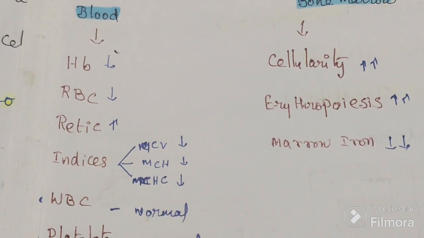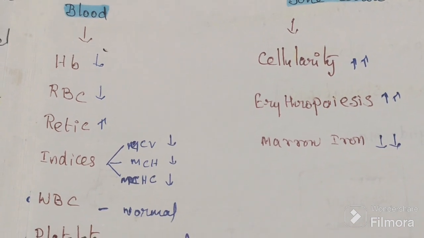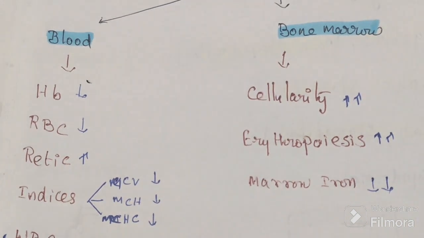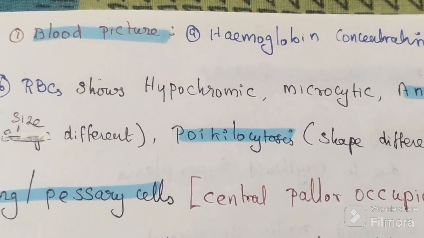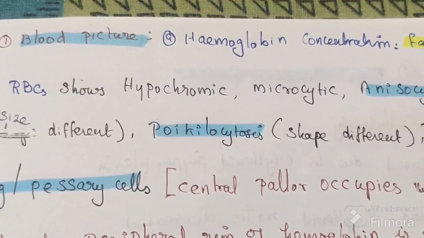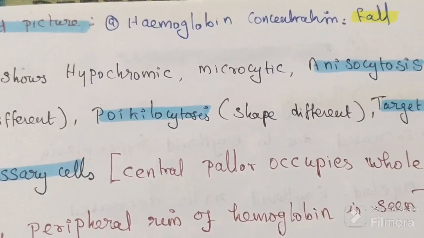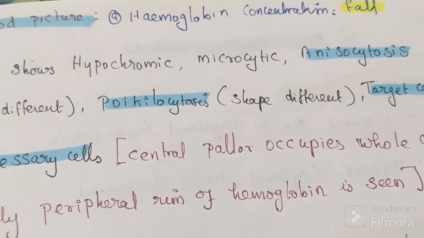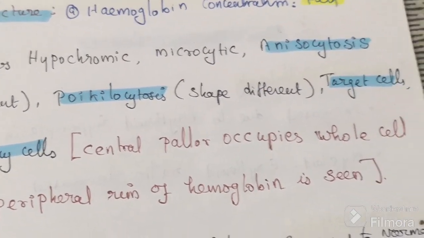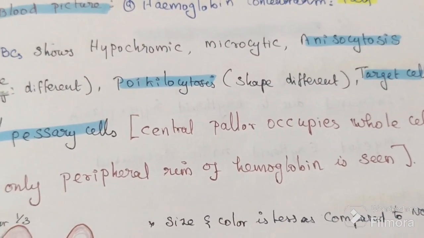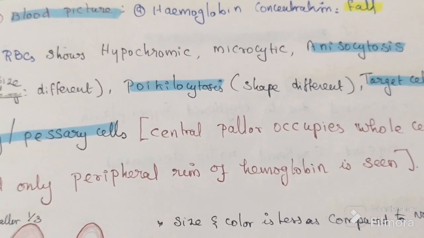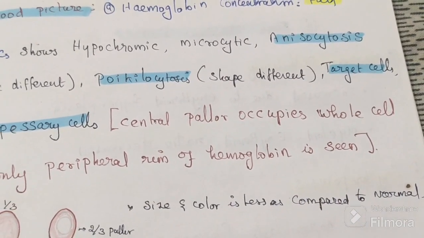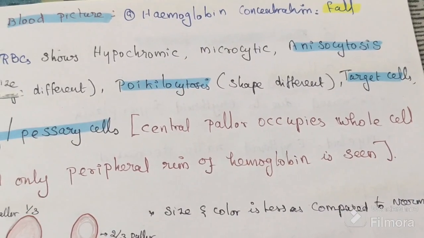Hemoglobin concentration will fall in all types of anemia, so here also hemoglobin falls. Then RBCs show hypochromic microcytic picture, anisocytosis, poikilocytosis, target cells, ring cells or pencil cells. Central pallor occupies the whole cell.